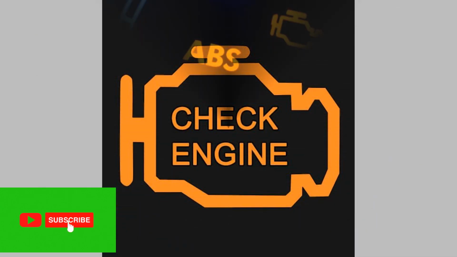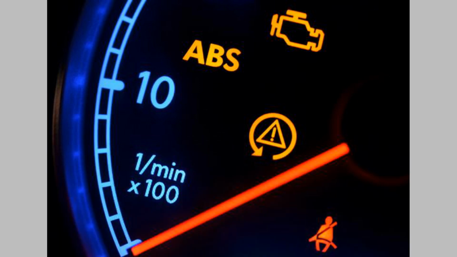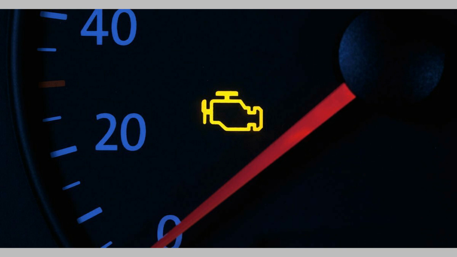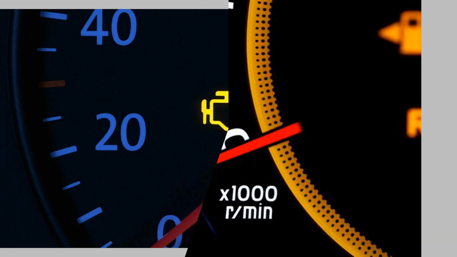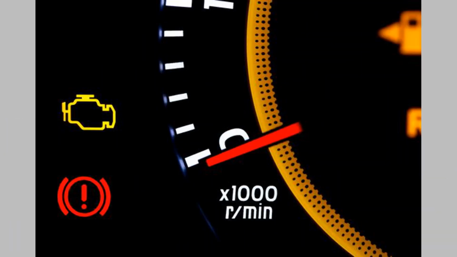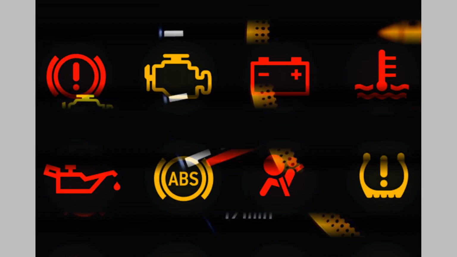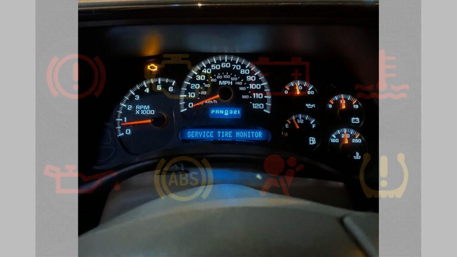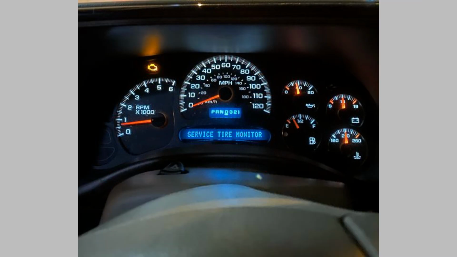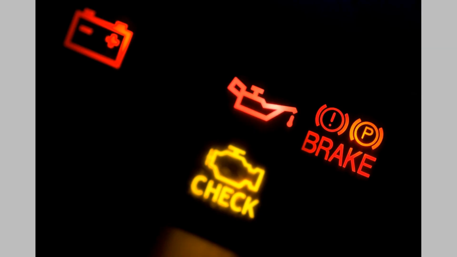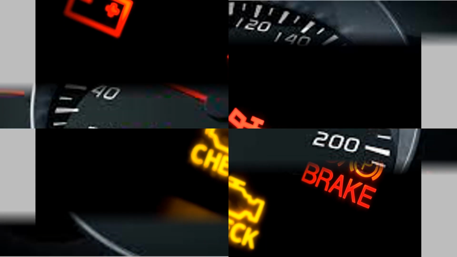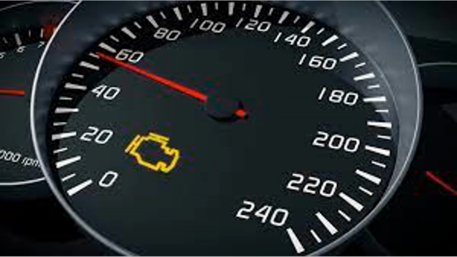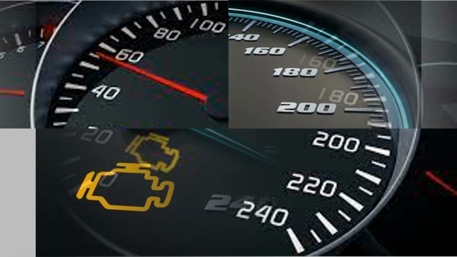When the check engine light comes on, it's crucial not to panic. Instead, follow these simple steps to diagnose the issue. Step 1. Check the gas cap, make sure it's tightly secured. Step 2. Use an OBD2 scanner to retrieve the trouble codes. These codes will provide valuable insights into the problem areas. Step 3. Research the trouble codes online or consult a professional mechanic to understand the specific issue.